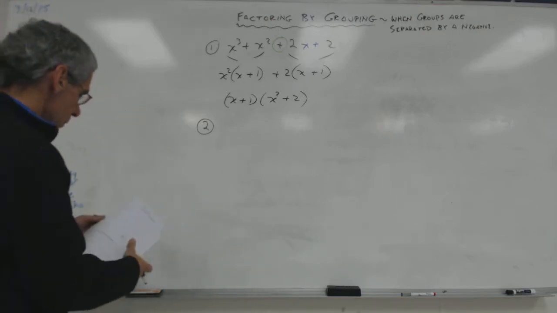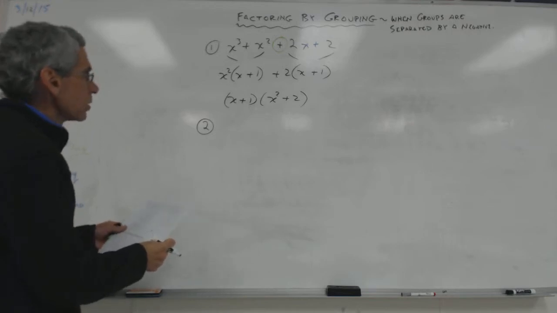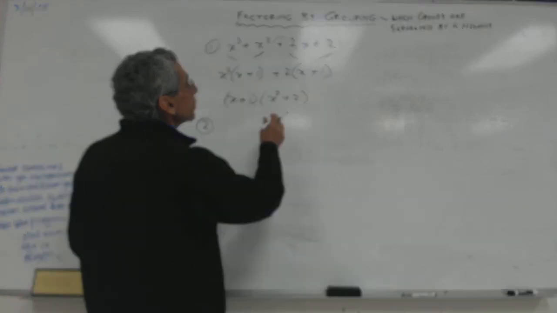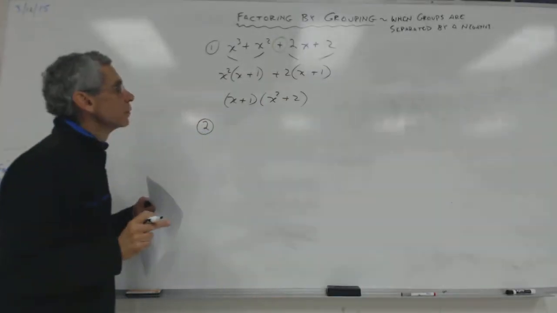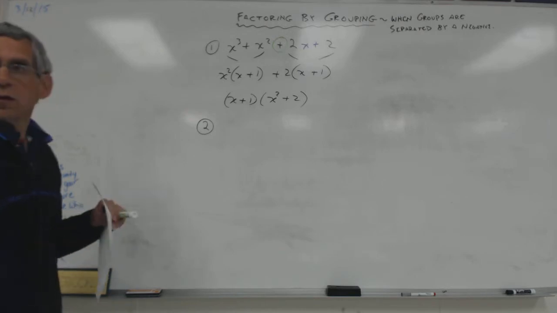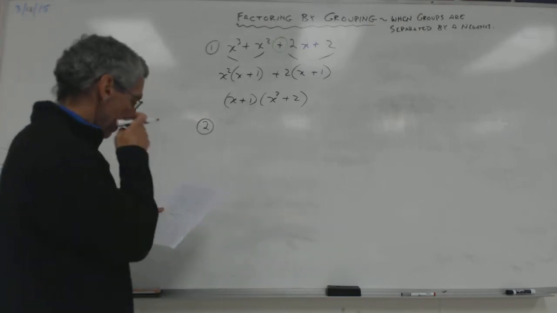Hey, Karen, how did you get a plus 1 for the second one? Because 1 times x squared. Oh, yeah. Wait, what did I do wrong? Nothing. I was just wondering.